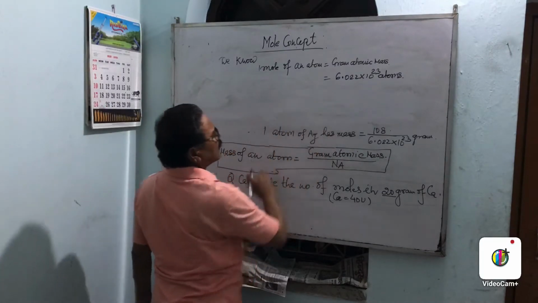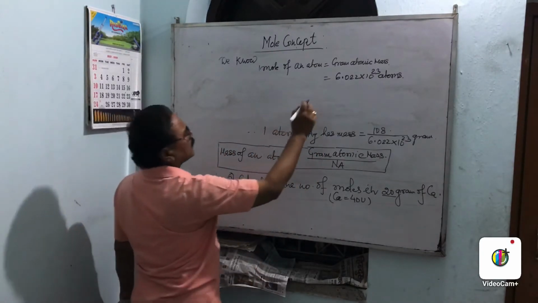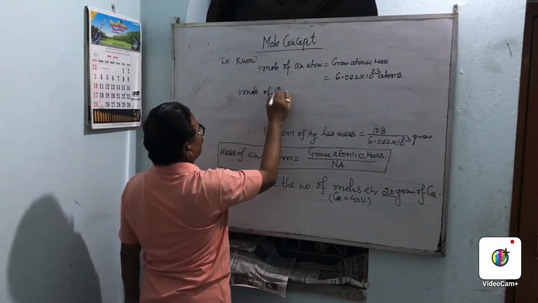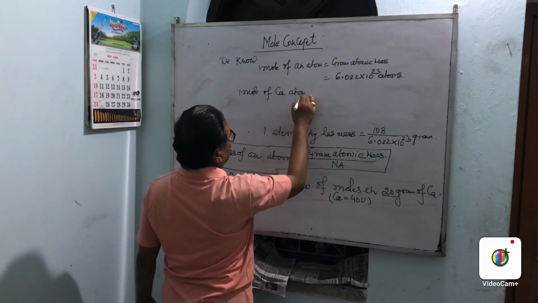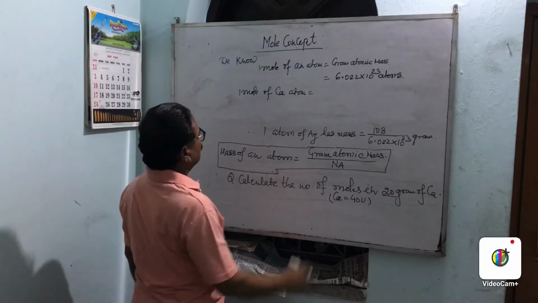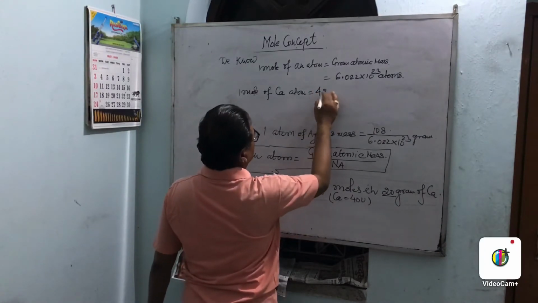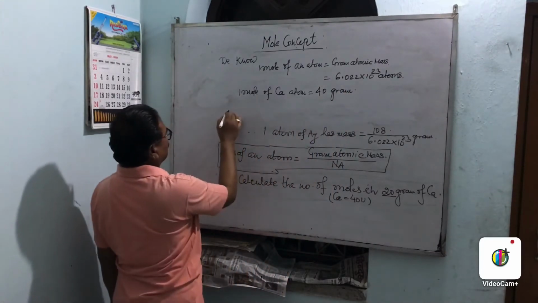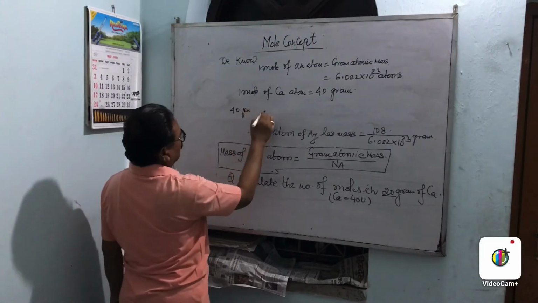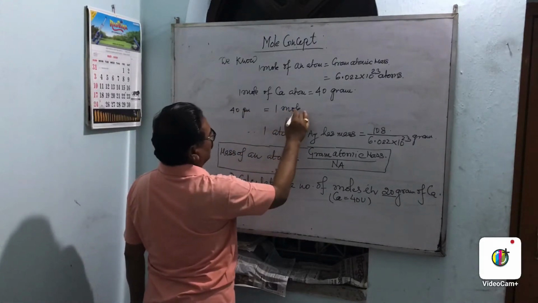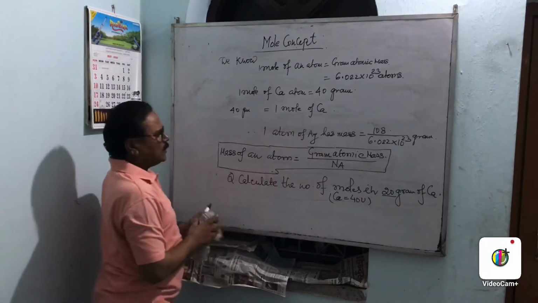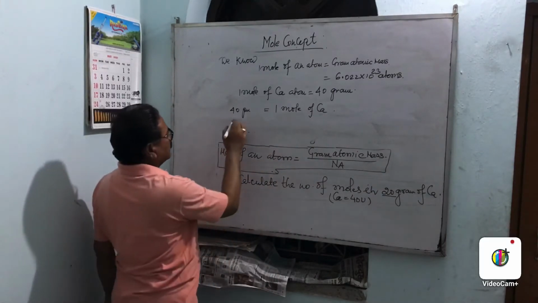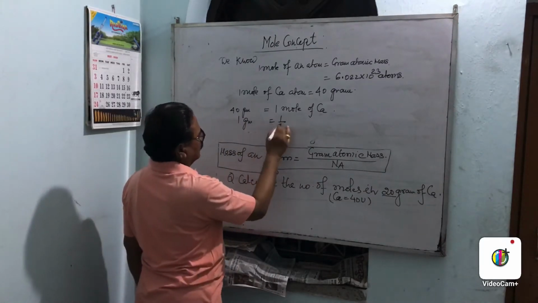So what is the gram atomic mass? 1 mole of calcium atom is equal to 40 gram. So 40 gram is equal to 1 mole of calcium. Simply, then 1 gram is 1 by 40 mole.